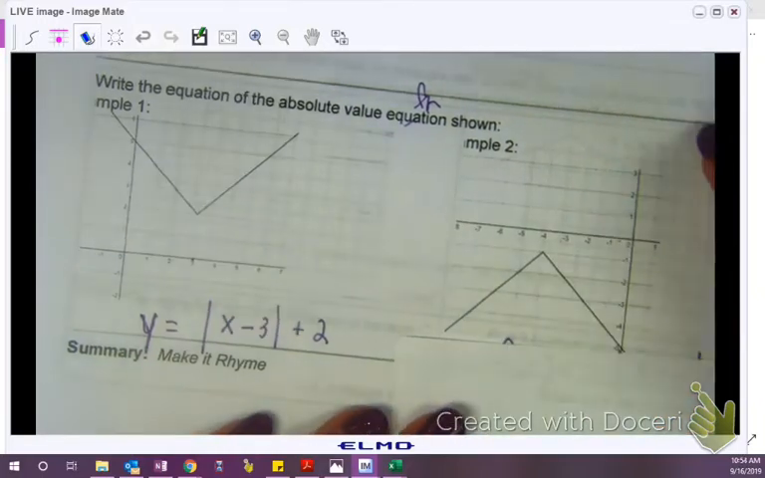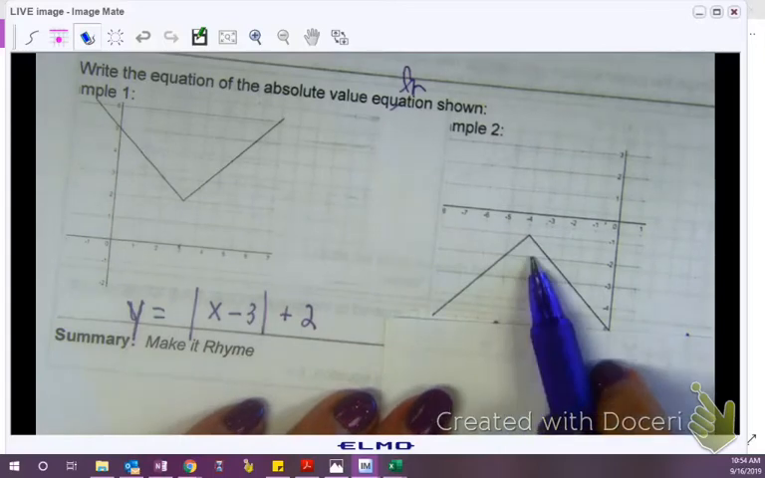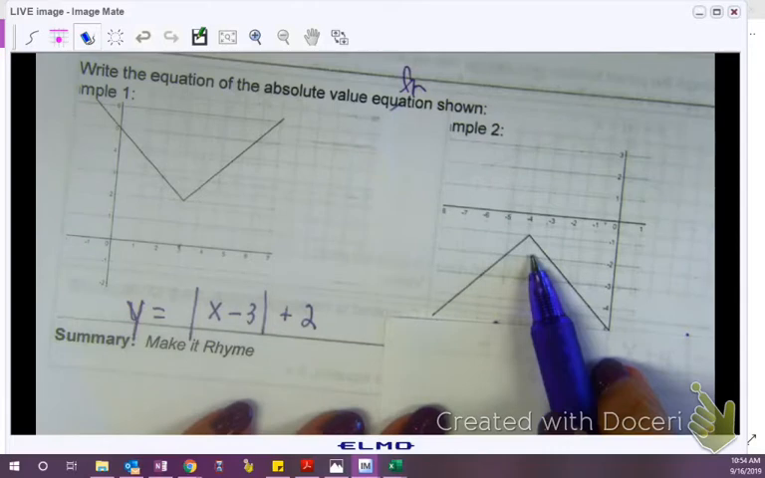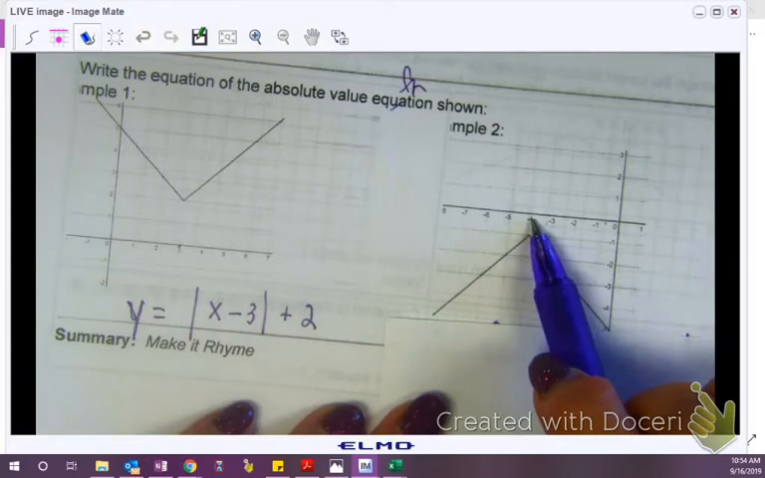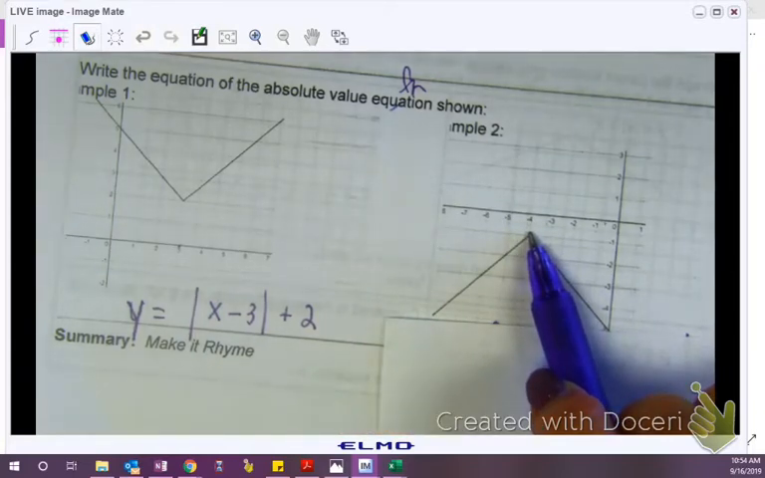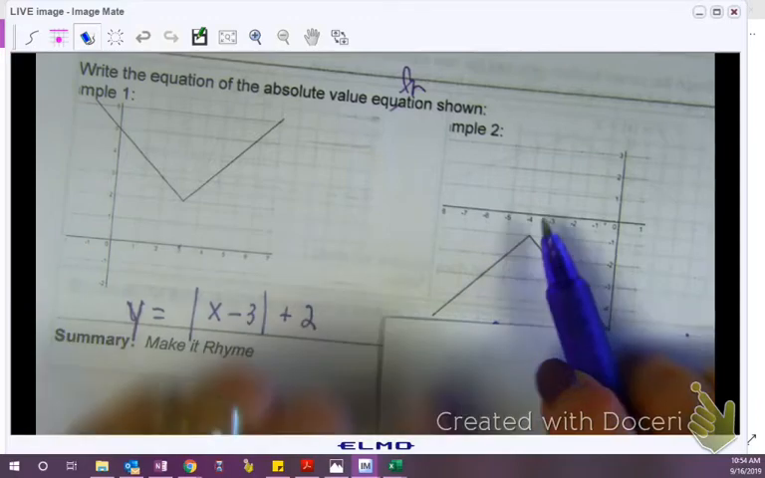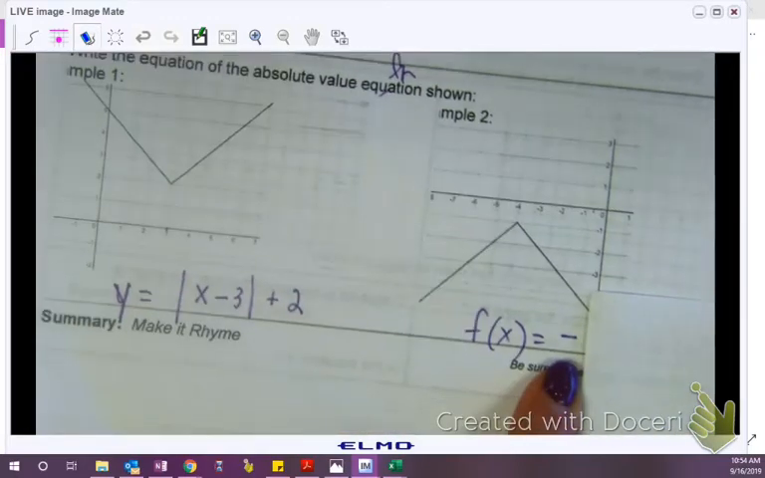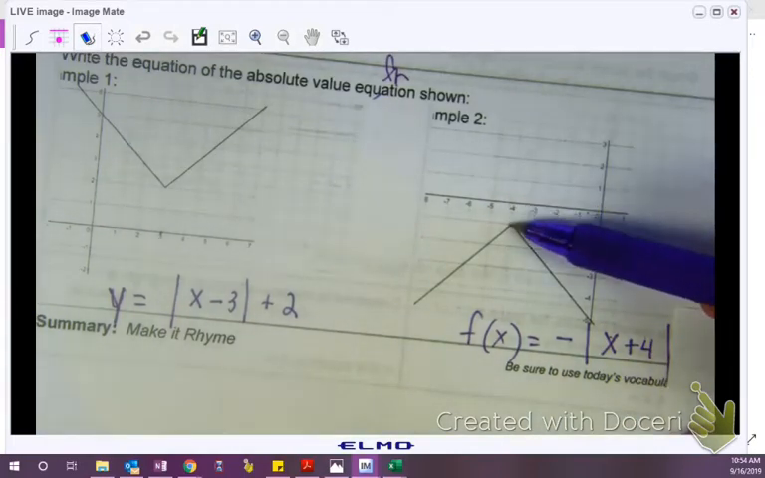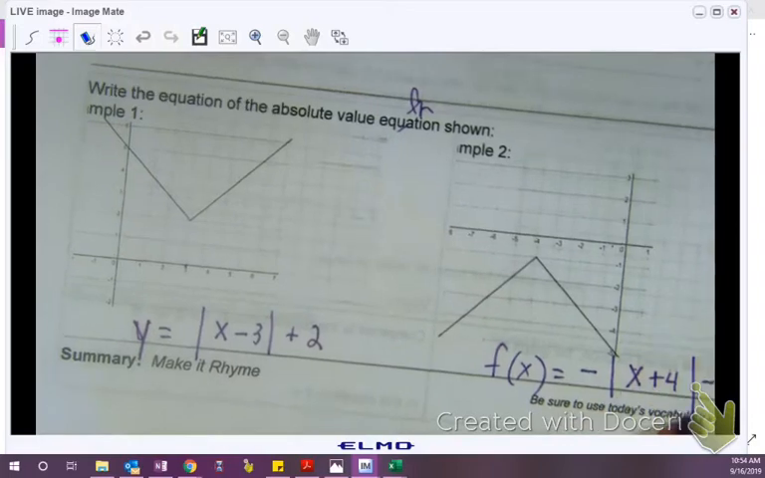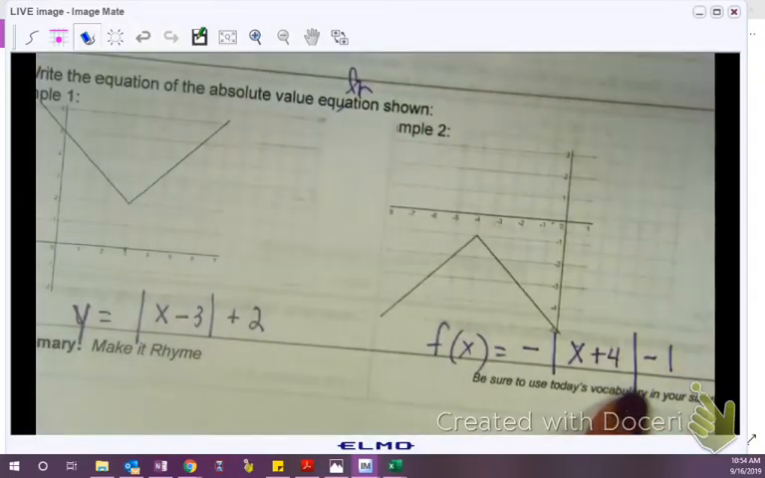So what are we going to have to do to the one on the right? Reflect it by making it negative outside the absolute value mark, right? And then it's moved left 4. So how do we write left 4? X plus 4. So there's a negative on the outside, and there's an x plus 4 to make it move left 4. And then it's been moved down 1. So then what do we do? -1 at the end. So do you see how this works?